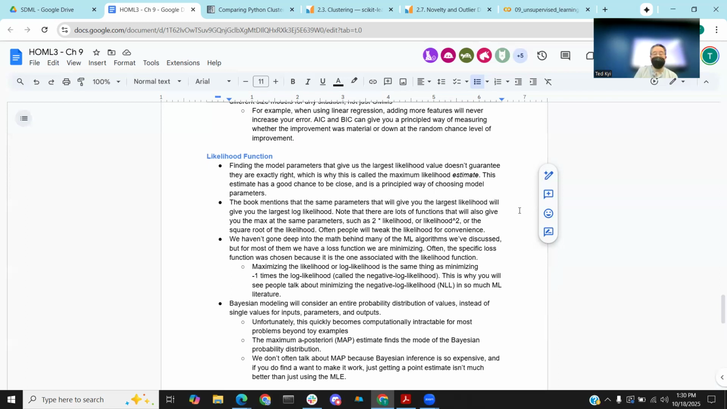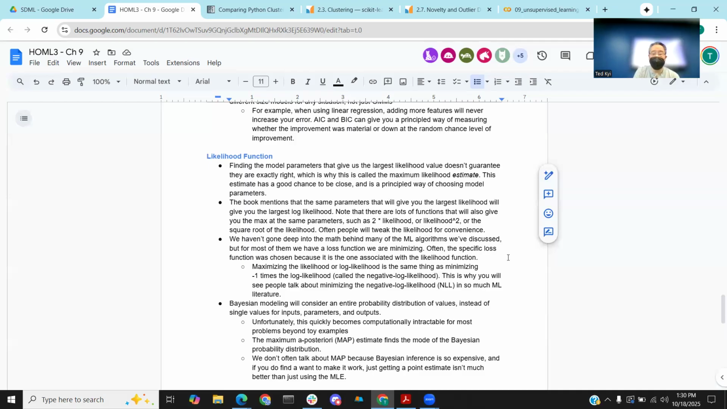And so you will see this in ML papers where people will sometimes say it is more convenient to work with the log of the likelihood. It is more convenient to throw a ×2 in there. It's more convenient to divide it by some constant just to make the math easier. The important thing is that they all have the same set of parameters that give you the mode, the peak.